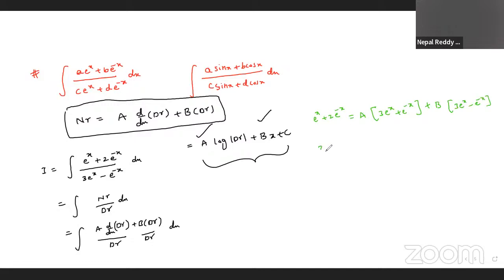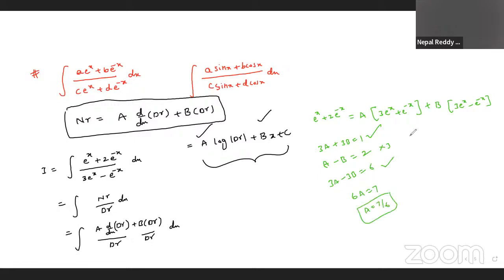Comparing e power x components, 3a plus 3b equal to 1. Next, a minus b, which is 2. Multiply with 3, you will get 3a minus 3b equal to 6. Solving these two equations, 6a equal to 7, a equal to 7 by 6.